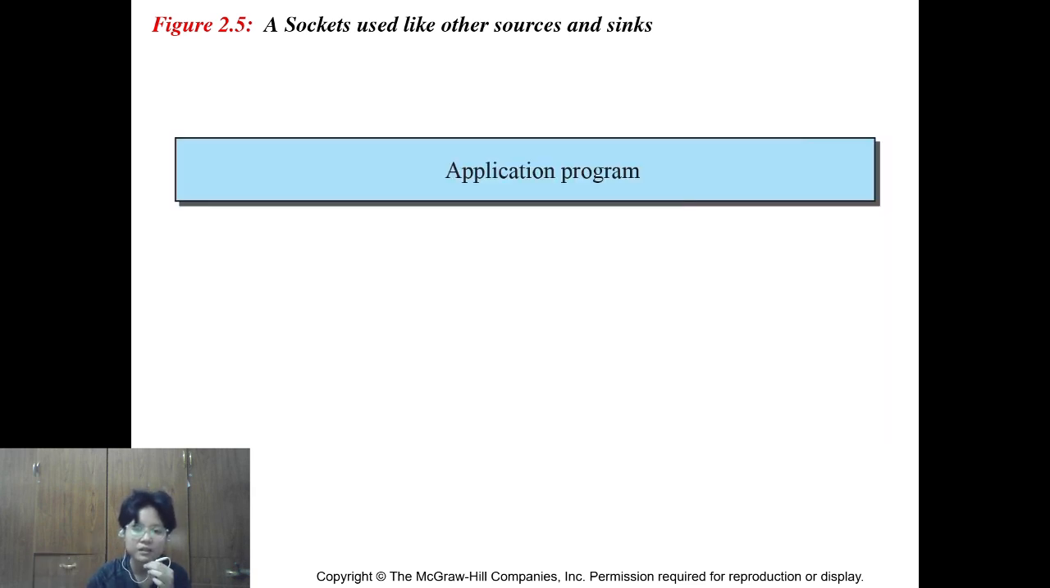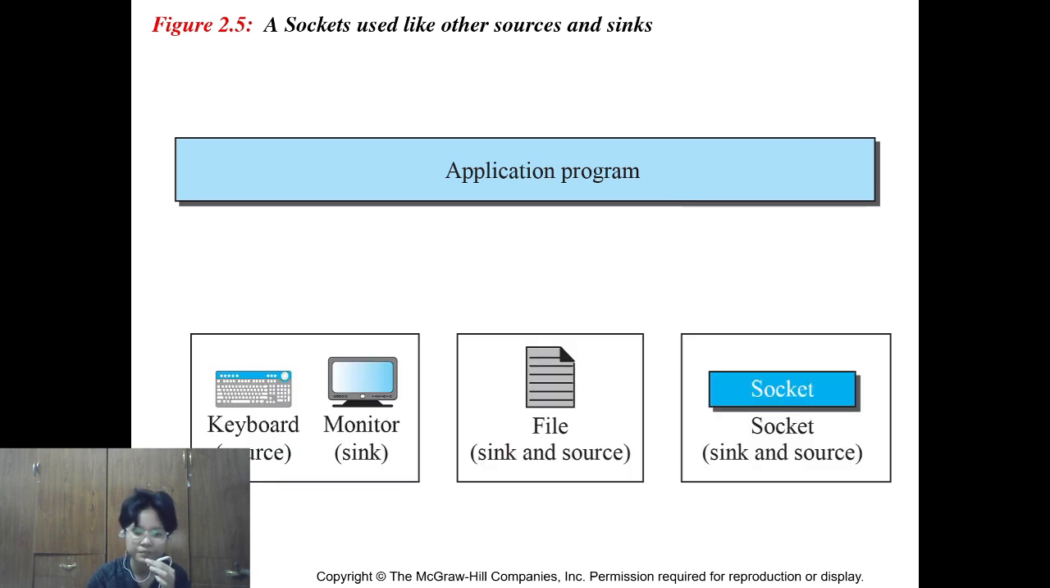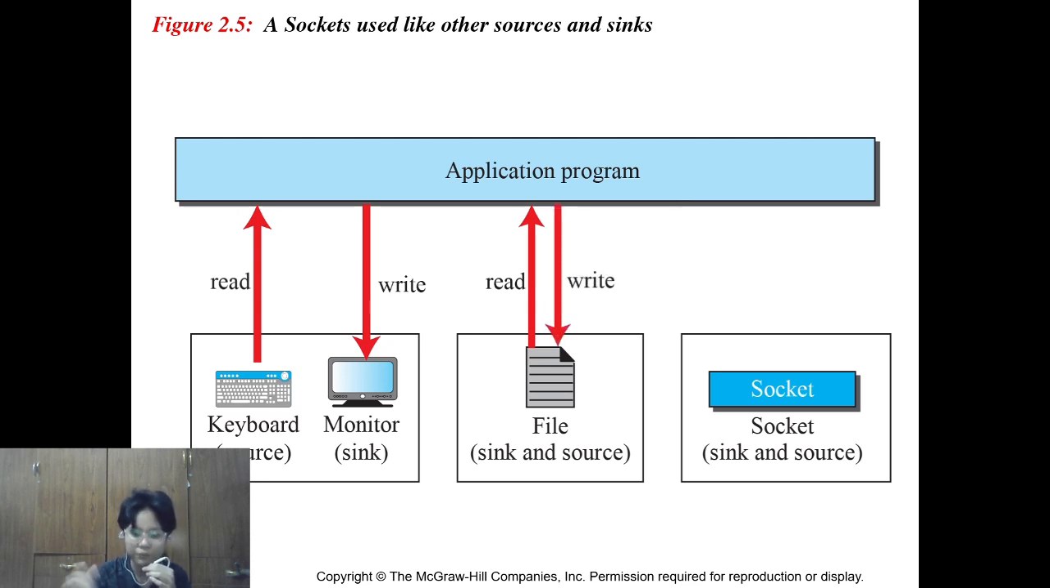Picture 2.5 shows a socket used like a source and sink. We have the application program and the keyboard and monitor, or we call it the desktop. The keyboard is read and sent to the application program, and the application program writes to the monitor to display the file. The application program reads and writes to the socket, sink and source in the same way.